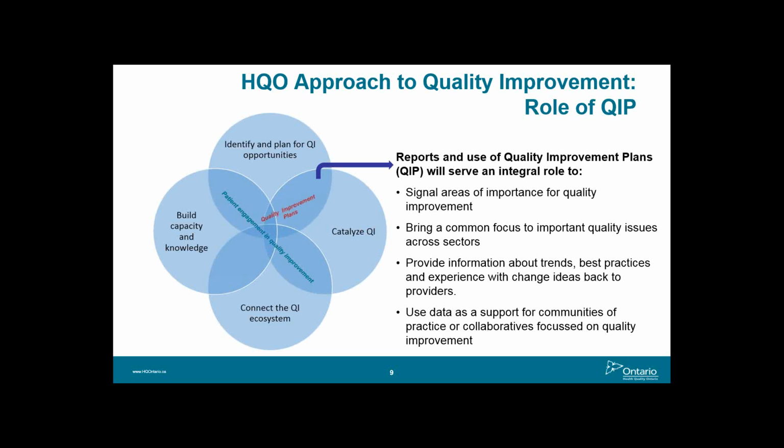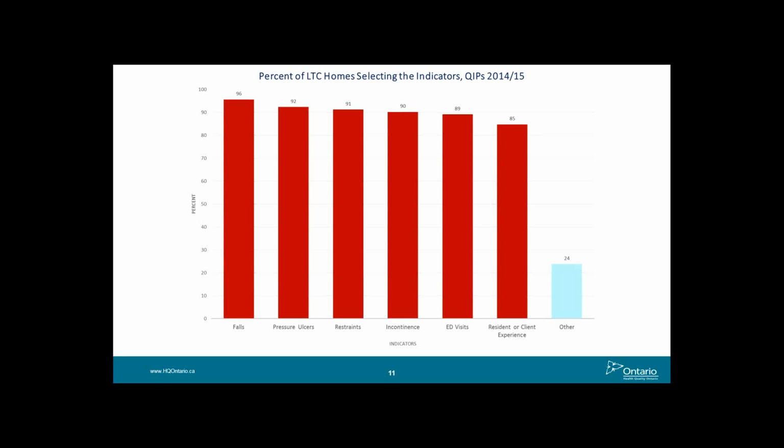And then with the long-term care homes, there were 95 long-term care homes that submitted the voluntary submission last year, which represents about 19% of the sector. And just to give you an idea of the percent of long-term care homes that selected the priority indicators, and the percentage of those 19% who are working on the indicators: about 96% were working on falls, 92% were focusing on pressure ulcers, 91% restraints, 90% incontinence, 89% ED visits, 85% resident or client experience, and about 24% worked on other.